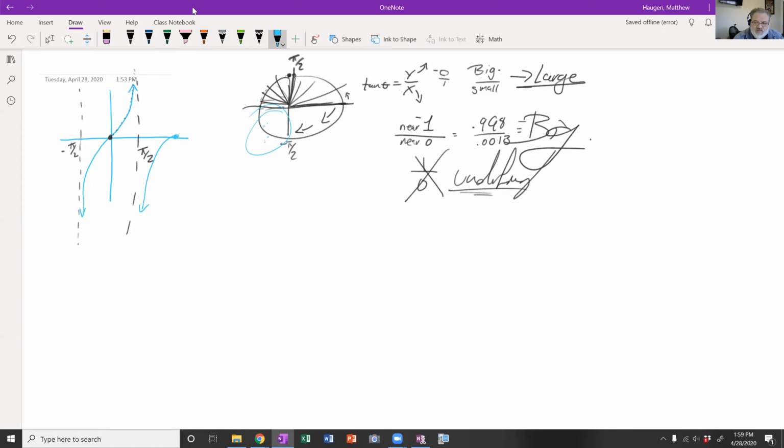Still undefined when that denominator becomes 0, so there's another one at 3 pi over 2, sorry. At pi, we're 0. So at 3 pi over 2, and we can put another one back here with an asymptote at negative 3 pi over 2. And over and over and over again.